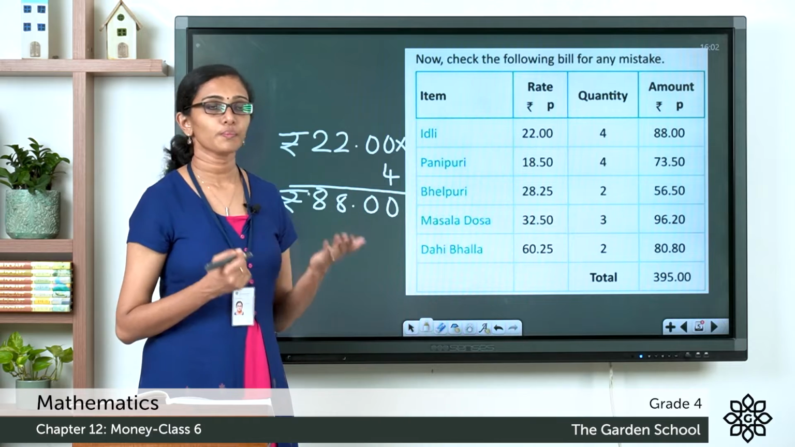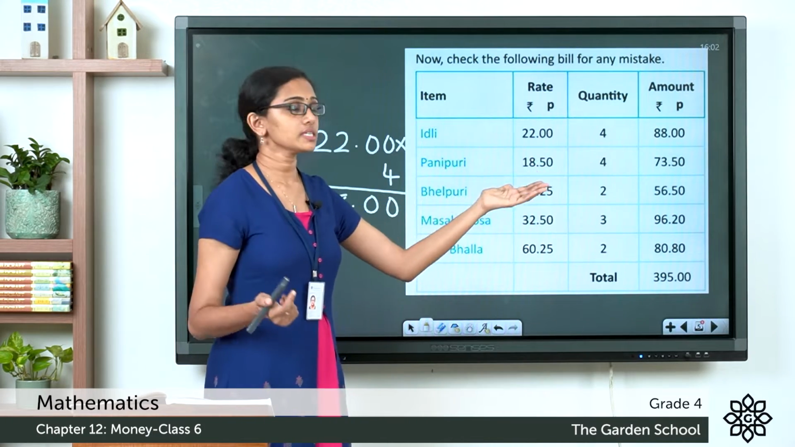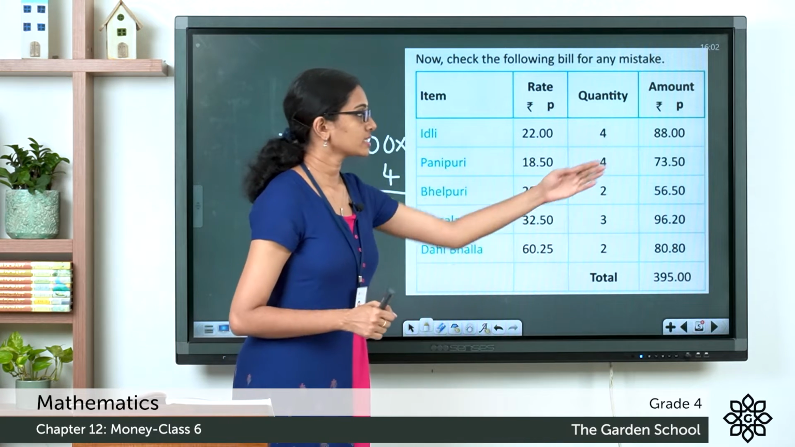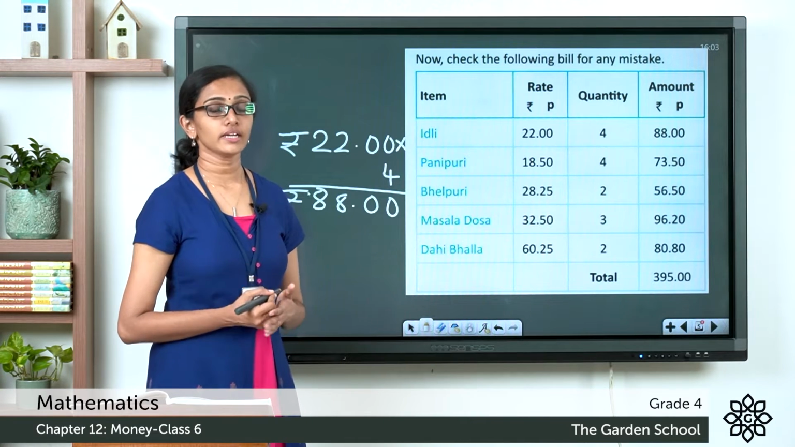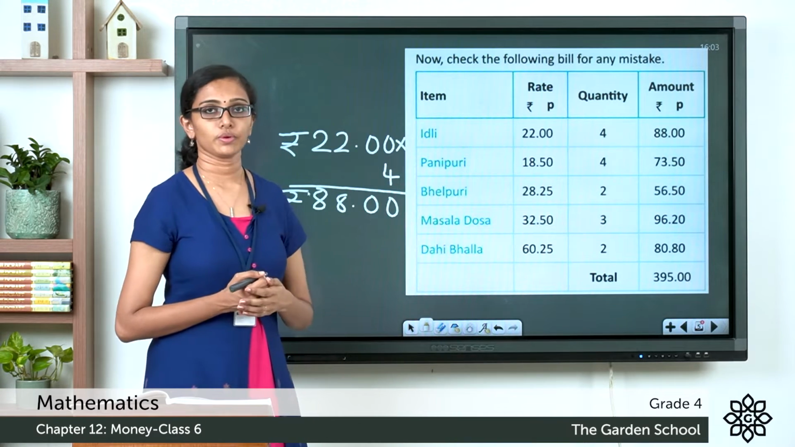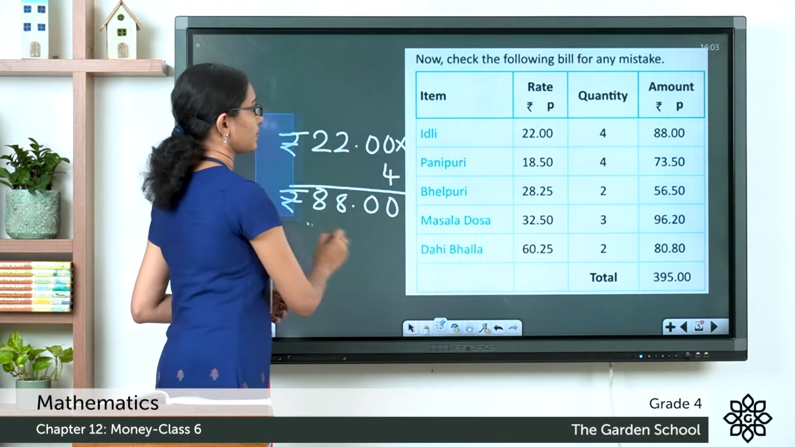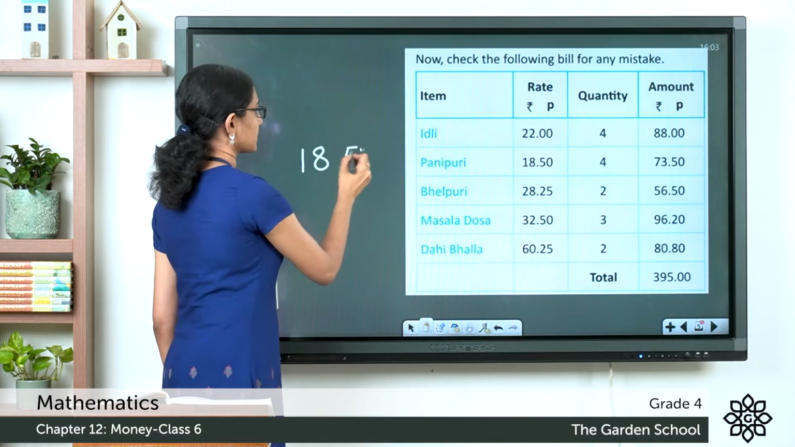The cost of pani puri will be the rate per item into the quantity, which is 18 rupee 50 paise into 4. Let's check the amount given here is the correct amount. So let's calculate the cost of pani puri. So it will be 18 rupee 50 paise into 4. Let's do the multiplication.